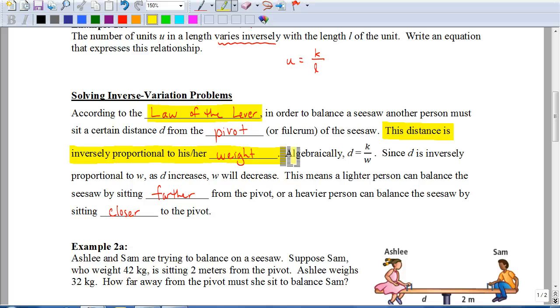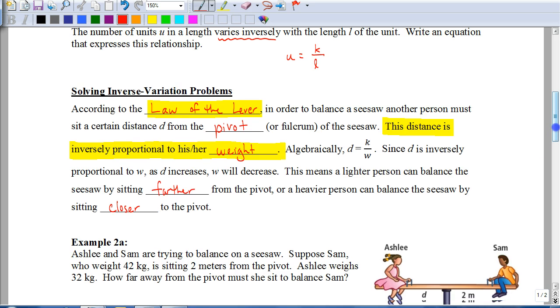Meaning that the heavier a person weighs, so as the weight increases, the distance from the fulcrum is going to decrease. So what that means is that, like it says here, a lighter person can balance a seesaw by sitting farther from the pivot. So in other words, as the weight decreases for a lighter person, the distance from the pivot is going to increase. Or, like they say, a heavier person can balance a seesaw by sitting closer to the pivot. So as the weight of a person increases, the distance from the pivot is going to decrease.